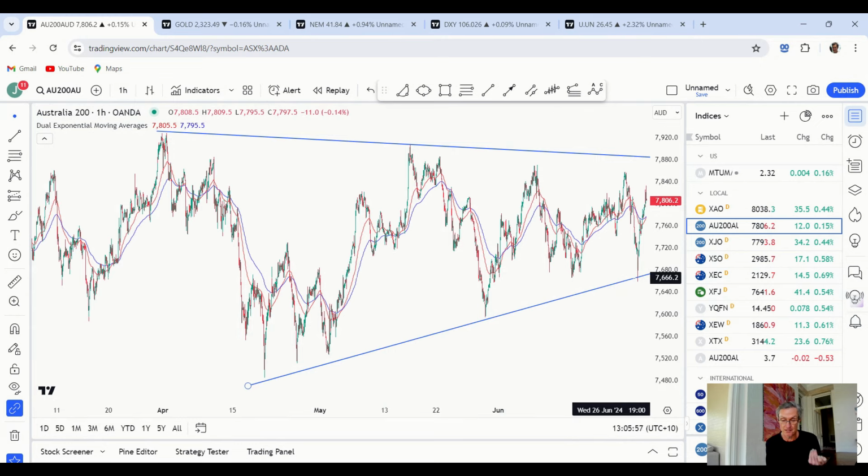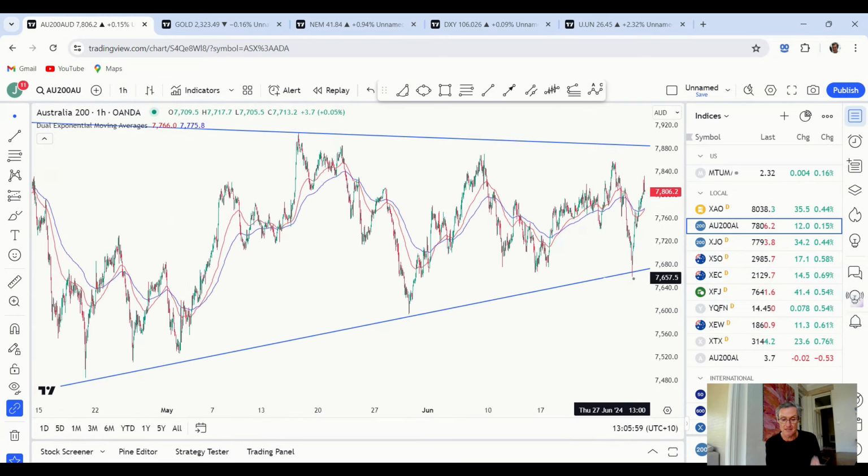It's a positive that these dips are being bought, and it's also encouraging to see these powerful rallies coming off the lower end of the range. So that makes me cautiously optimistic that this range can resolve to the upside.